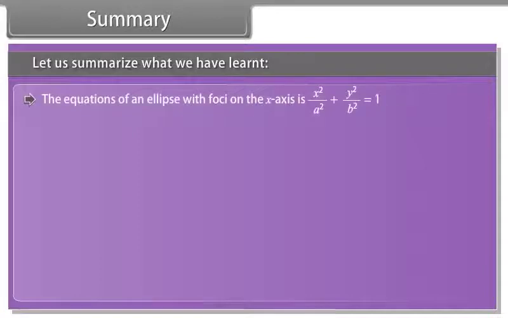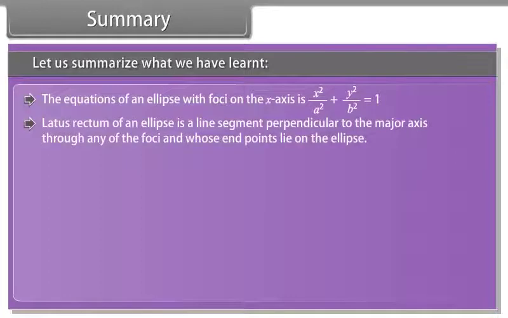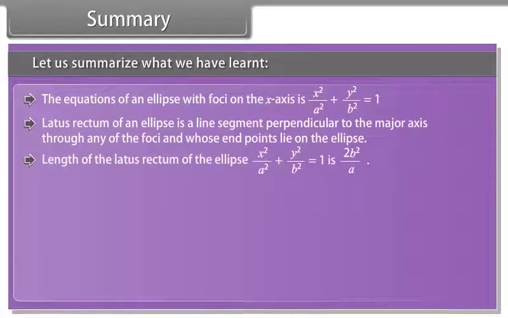The equation of an ellipse with foci on the x-axis is x square upon a square plus y square upon b square is equal to 1. Latus rectum of an ellipse is a line segment perpendicular to the major axis through any of the foci and whose endpoints lie on the ellipse. Length of the latus rectum of the ellipse x square by a square plus y square by b square is equal to 1 is 2b square by a.